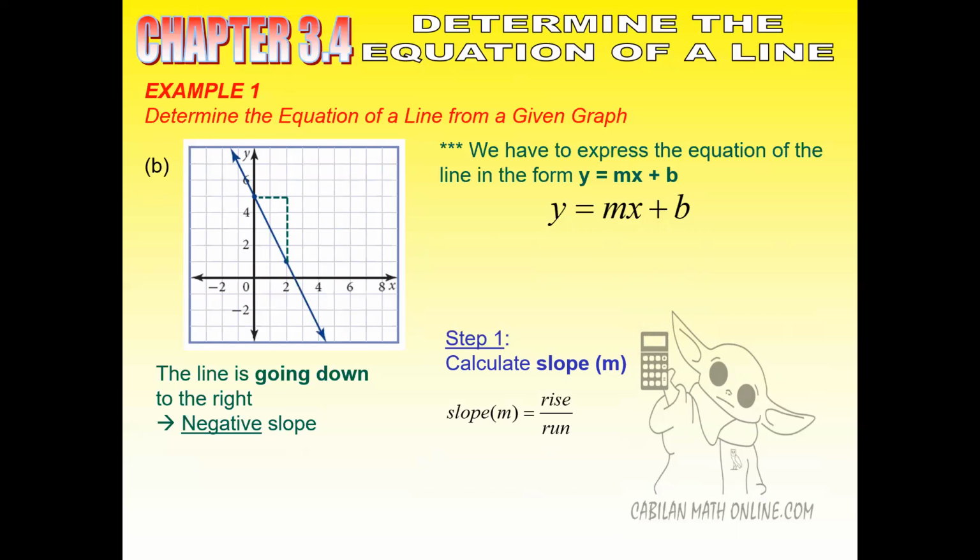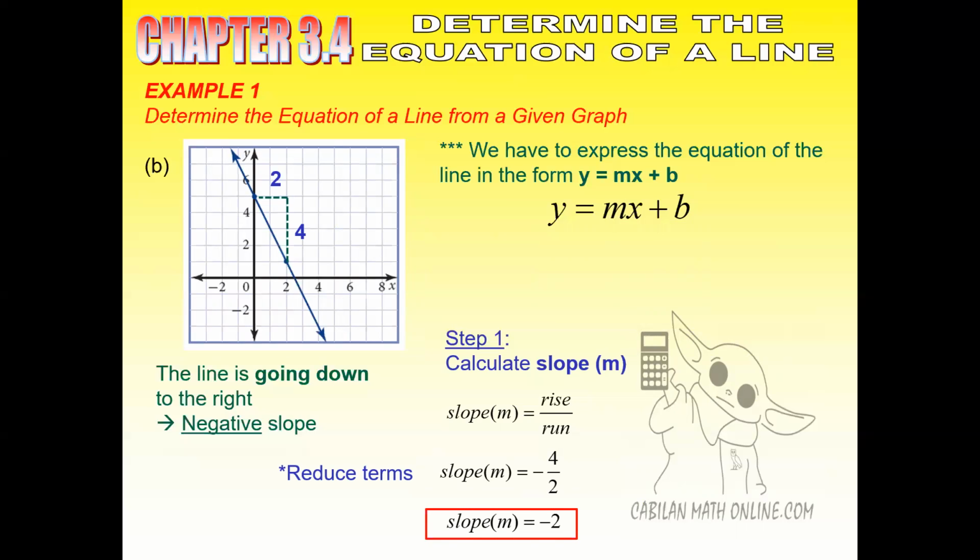So for the rise here, starting from the point on the bottom, we'll count the number of boxes. You notice we have the 4 boxes for the rise, and the run here will be 2. So right now we have a slope of negative 4 over 2, and this reduces to negative 2. Okay, so that's our very first calculation for this line.